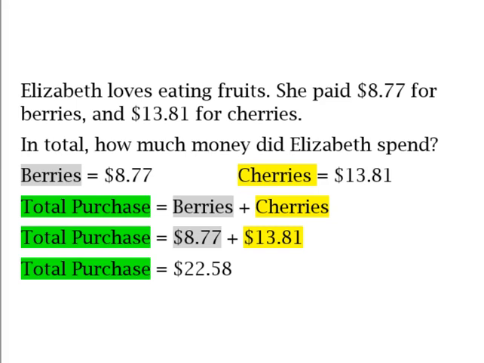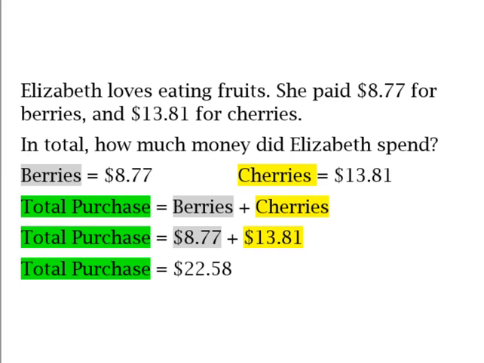We know that our berries are equal to $8.77 and the cherries are $13.81. To find out our total purchase, we are going to add the berries plus the cherries. So that's $8.77 plus $13.81. That is equal to $22.58.